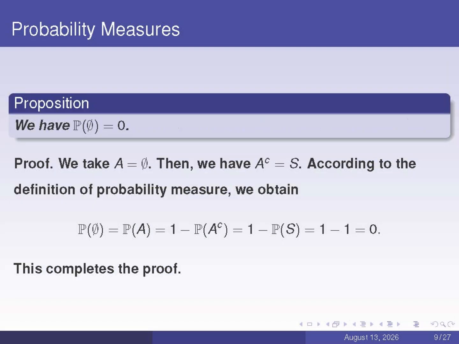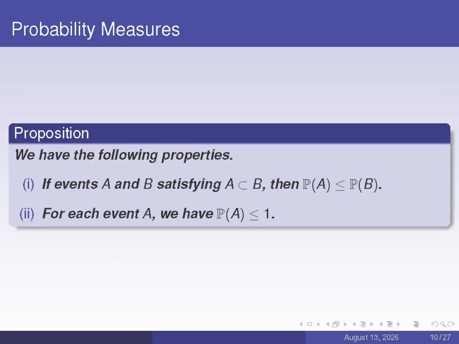Using the previously established axiomatic conditions, we can prove that the probability of the empty set event is 0. Assuming event A is the empty set, the complement of A is the entire sample space S, as shown in the second line. According to the property established earlier, the probability of event A occurring is equal to 1 minus the probability of event A not occurring, which yields the calculation in the second to last line. This completes the proof.